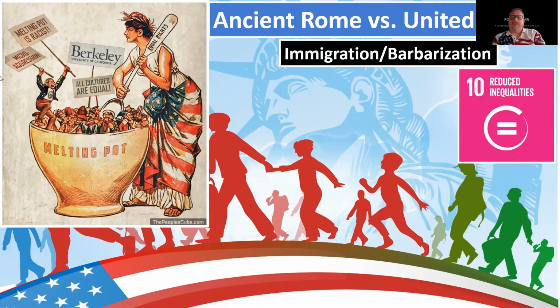Ancient Rome versus the United States. Ancient Rome faced an immigration or a barbarization problem, just like we did, with reduced inequalities. If you are the superpower on Earth, and there appears to be a Roman dream and an American dream, people are going to want to come to that country. Even people that want to come to that country for a better life, many of them are not going to have the job skills or even the language skills to be immediately successful.